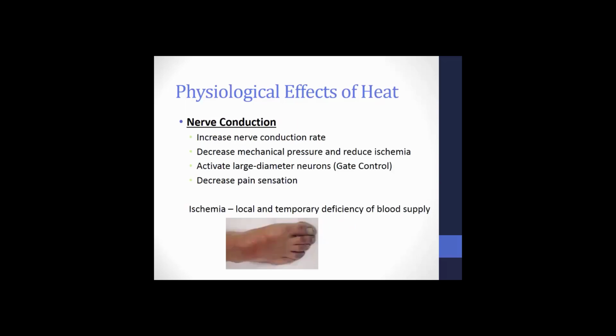Nerve conduction is also affected by the use of heat in thermotherapy as well. Heat helps increase nerve conduction rates, decreased mechanical pressure, and reduces ischemia. There is a picture of ischemia in the bottom of this slide. Ischemia is a local and temporary deficiency of blood supply. Heat also helps activate large diameter neurons via the gate control mechanism and decreases pain sensations.